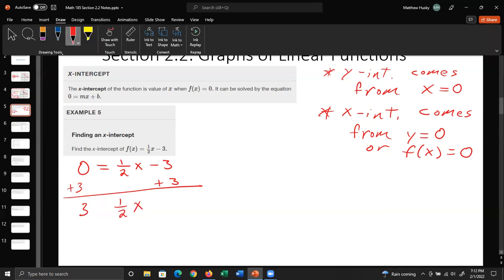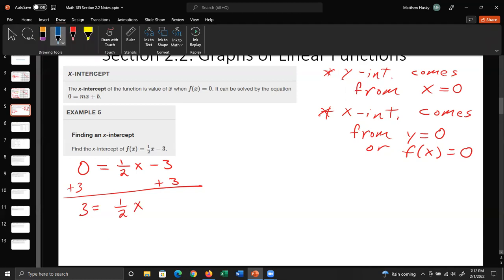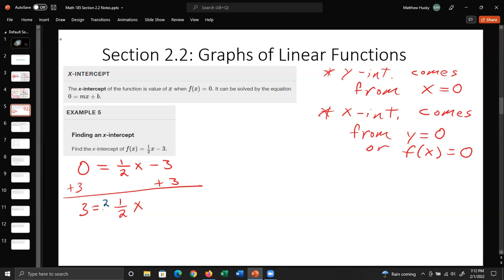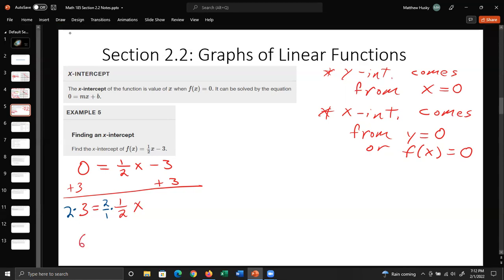You want to multiply the reciprocal if you want to get rid of a fraction. So essentially you need to multiply by 2 over 1. That's how you can get rid of a fraction. Fun fact, 2 over 1 is really just exactly the same as 2. So 2 times 3 is going to give you the number 6, and that tells you the x value, which is x equals 6.